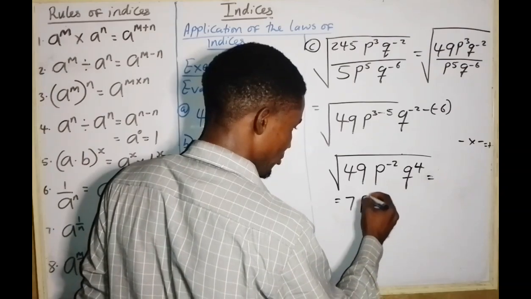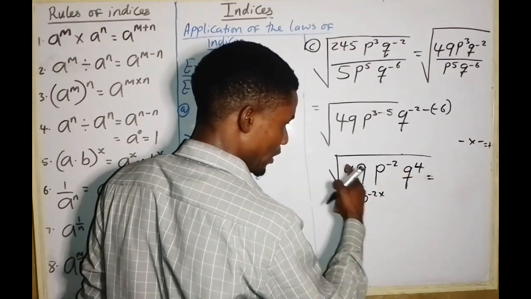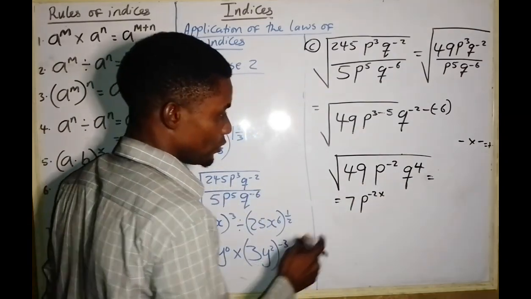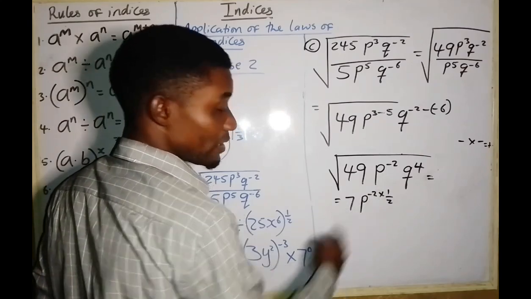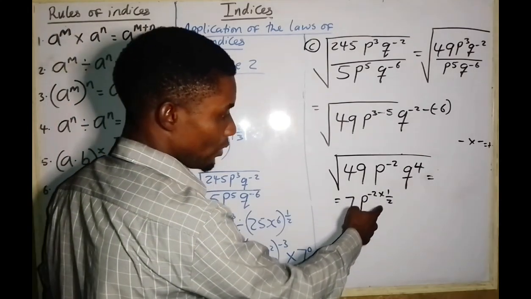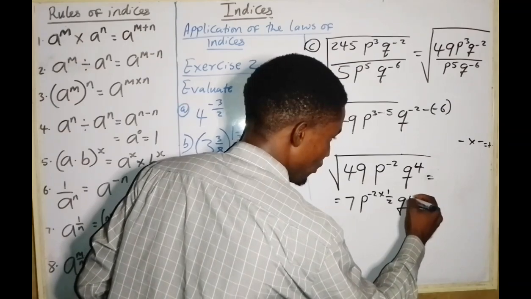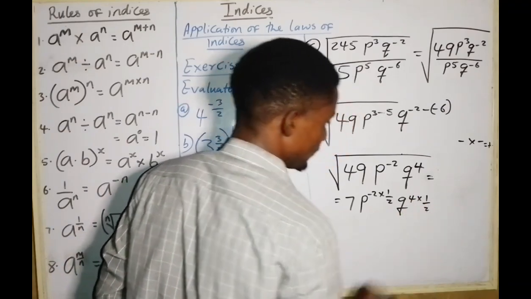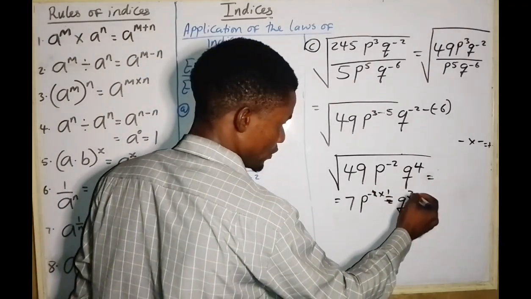So don't forget that the square root of 49 is 7. Then we have p raised to the power of minus 2, and this square root is applicable to all the values in the square root. So we have 1 over 2. My square root can also be expressed as 1 over 2. Don't forget the root power law. So we have q raised to the power of 4 times 1 over 2. 2 will cancel out 2 here. 2 over 2 is 1.